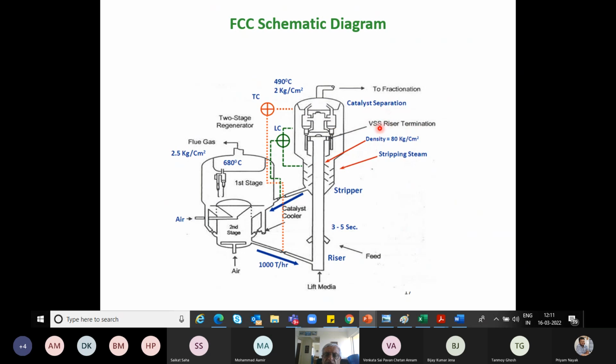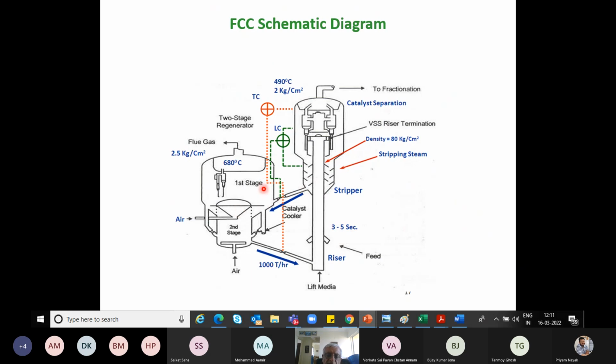Here we have VSS, the vortex separator system, which separates out the catalyst from the hydrocarbons, and the catalyst then drops down into this stripper where we have baffles, and steam coming in at the bottom, which strips this bed of catalyst while still keeping it in the fluidized state. And this catalyst then flows through the standpipe, through this slide valve, into the regenerator.